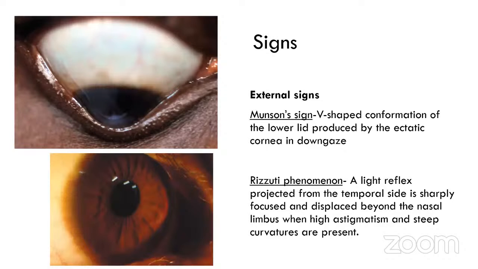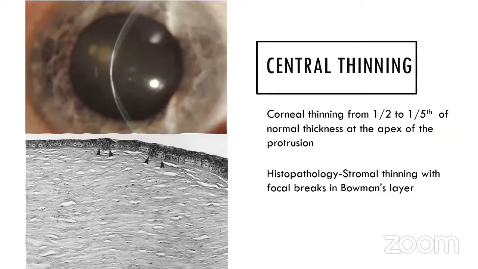Coming to the signs, external signs, the first one is the Munson's sign, where a V-shaped conformation of the lower lid is produced by the ectatic cornea in down gaze. Then Rizzuti's phenomenon, in which a light reflex projected from the temporal side is sharply focused and displaced beyond the nasal limits when high astigmatism and steep curvatures are present. Corneal thinning from half to 1/5 of the normal thickness at the apex of the protrusion.